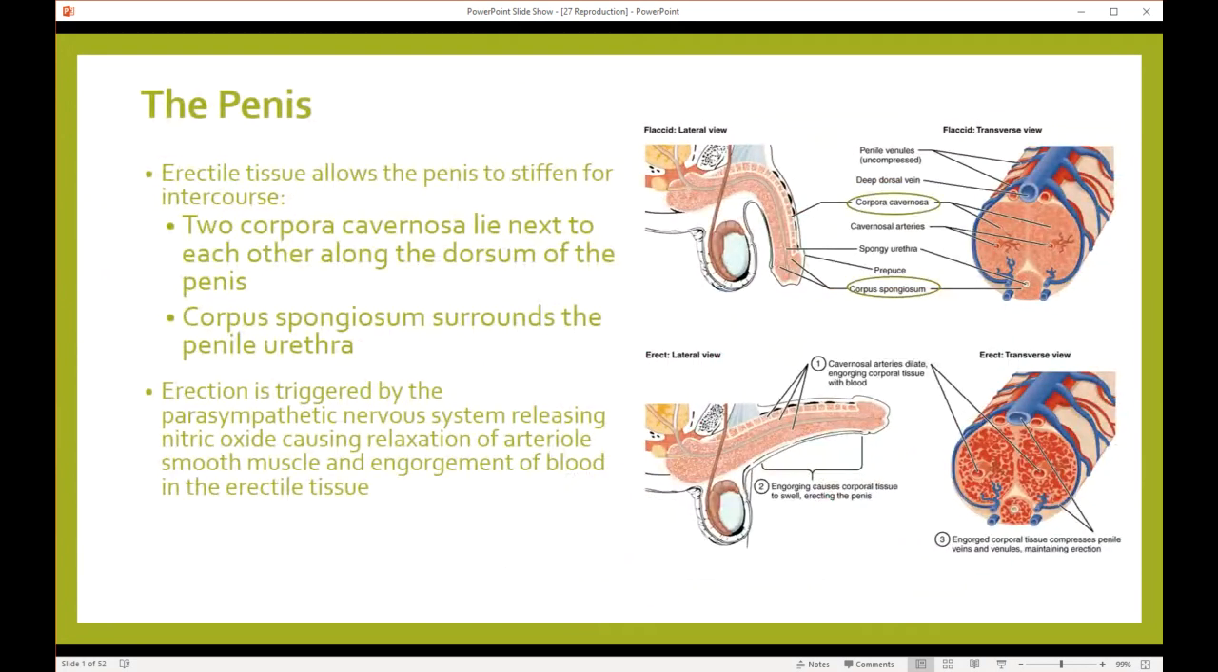The penis has some erectile tissue. The erectile tissue allows the penis to stiffen for intercourse. So it has what are called corpora cavernosa. You can see them here and here. And then it has the corpus spongiosum. Okay. So erection is actually triggered by the parasympathetic nervous system, and that releases nitric oxide, which is going to cause the relaxation of the arterial smooth muscle, and then it engorges with blood in the erectile tissue. So here is flaccid penis, and here is an erect penis, and so you can see the blood flow change.